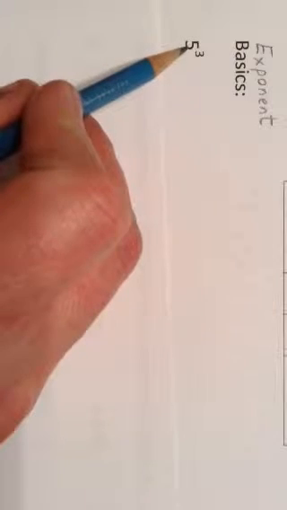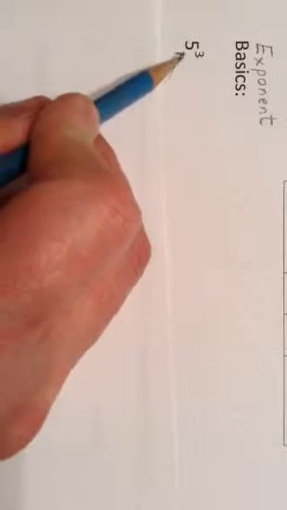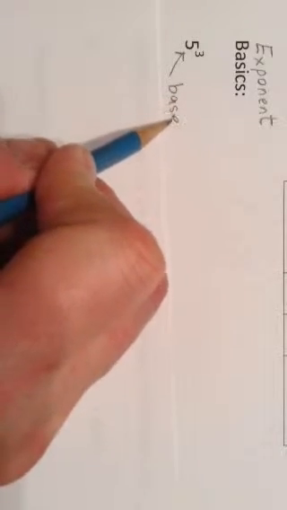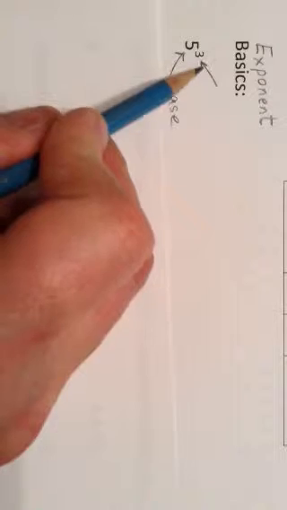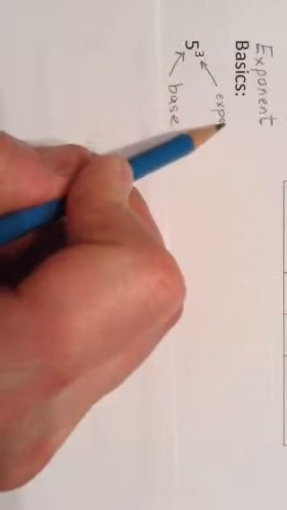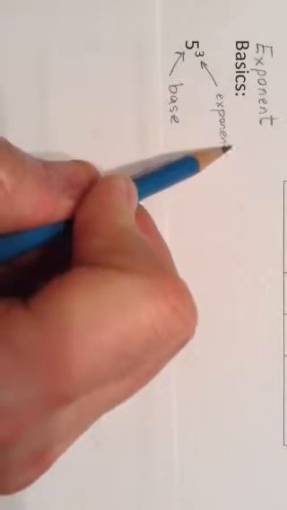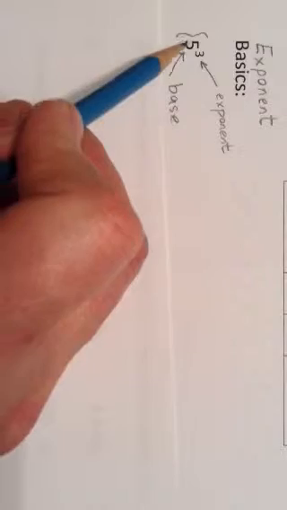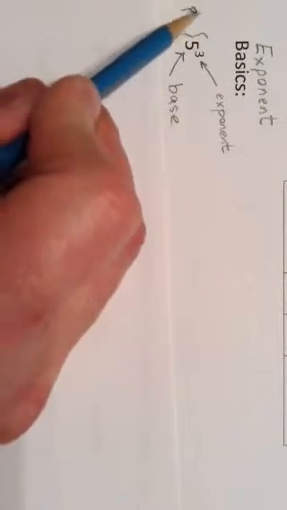So in this particular case, we have 5 raised to the third power. The 5, the number that is being repeatedly multiplied, is called the base. The 3 is the exponent. It tells me how many times I'm going to multiply the base. And collectively, the 5 base and the 3 exponent can be called a power. Okay, so what does this mean?